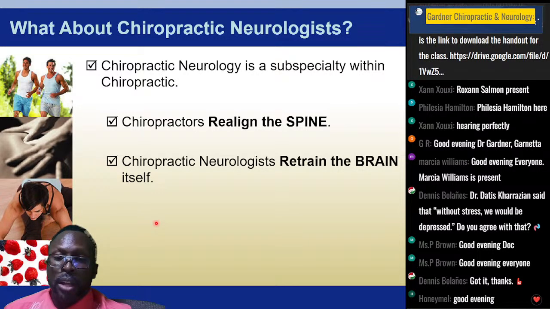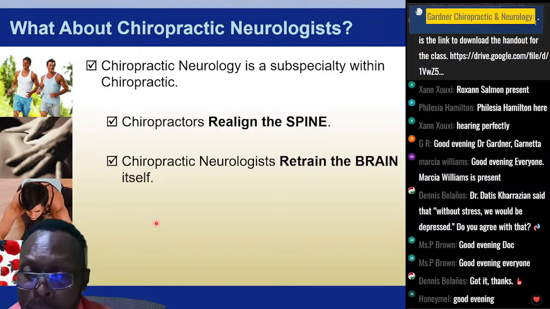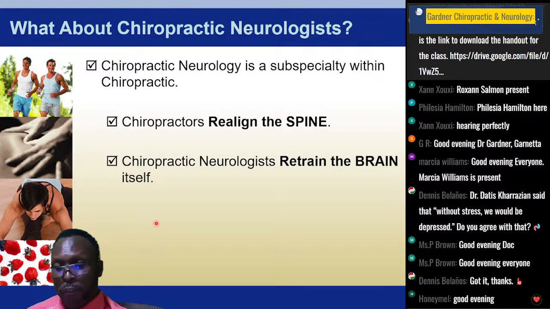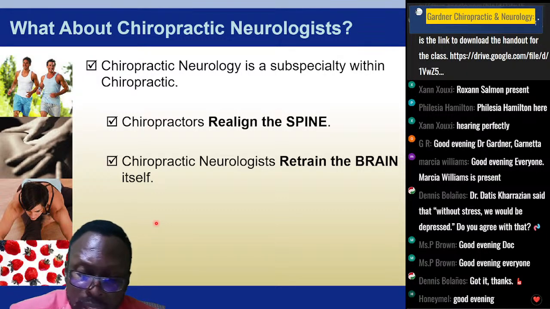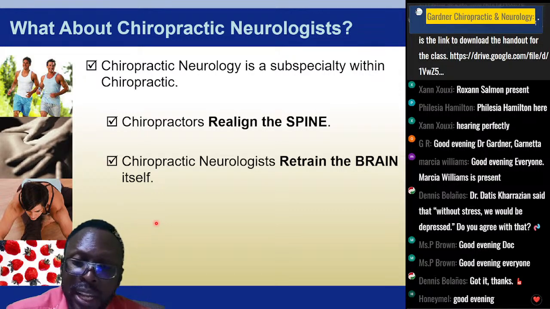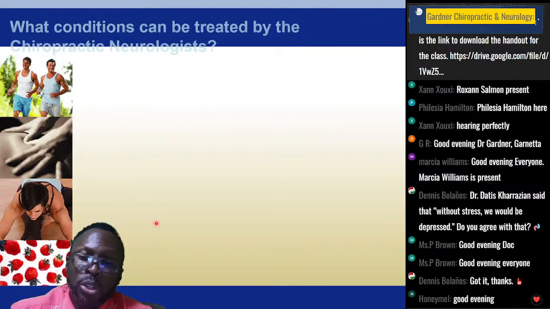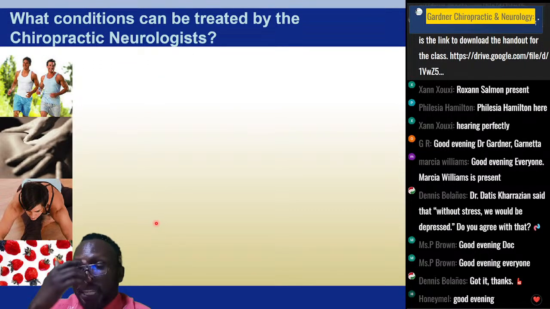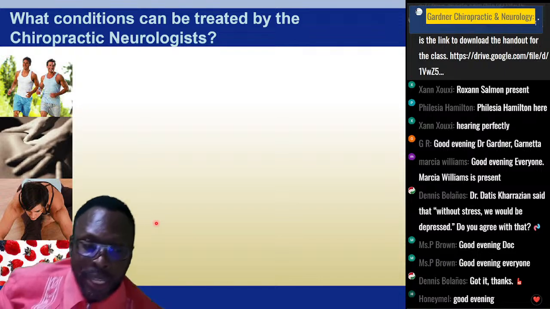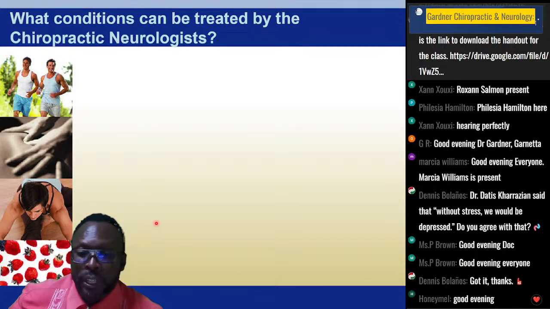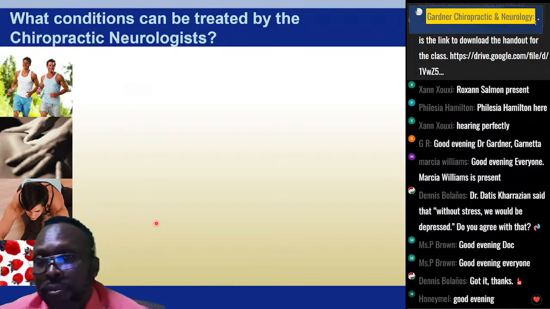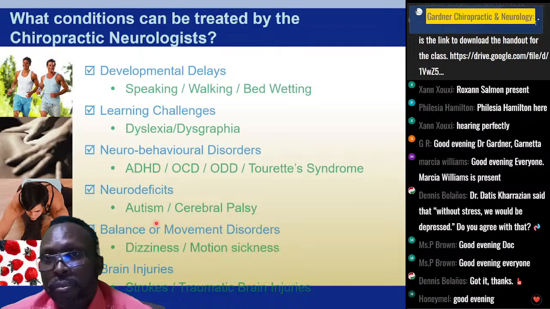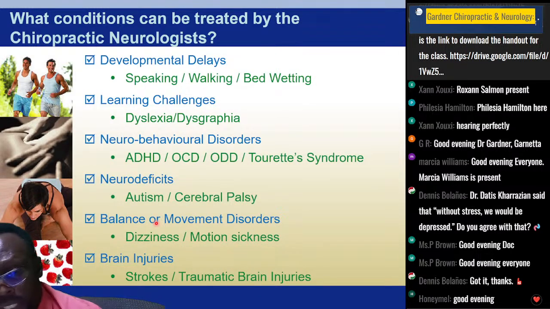Now, chiropractors realign the spine, but chiropractic neurologists retrain the brain. As a chiropractic neurologist, I have specialized instruction that allows me to retrain the brain by using brain-based exercises, balance therapy, eye movements, and so on, so that we can influence the different changes that we want. These are conditions that we have treated at our office personally.